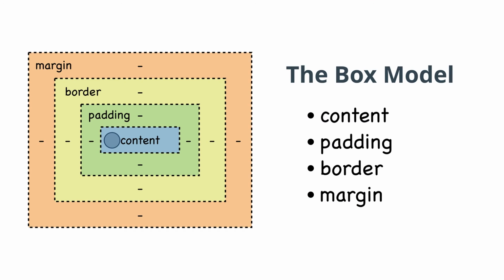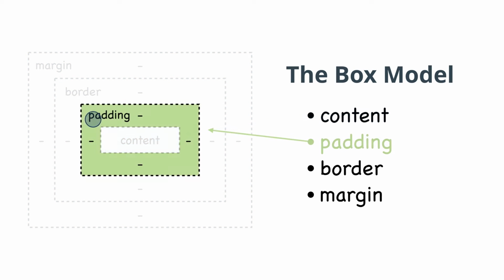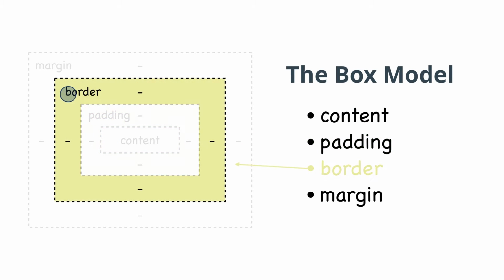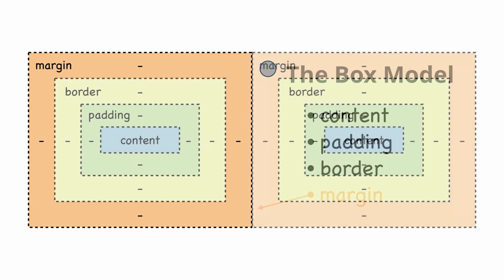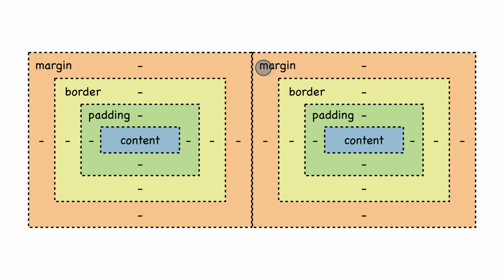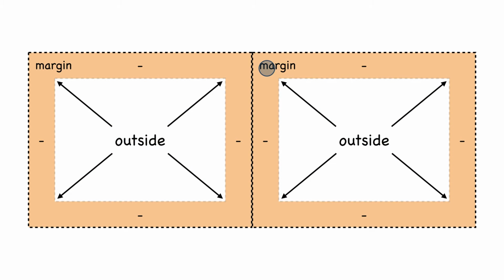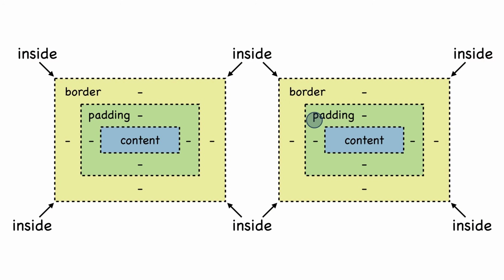Every box model is made up of 4 components: the content, the padding, which is the space between the content and the border, the border, and the margin. Margin is the space between this element and any neighboring elements. Most people think of margin as being the space on the outside of elements, while everything from the border to the content is on the inside of elements.